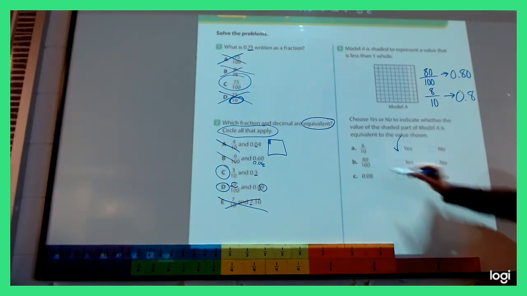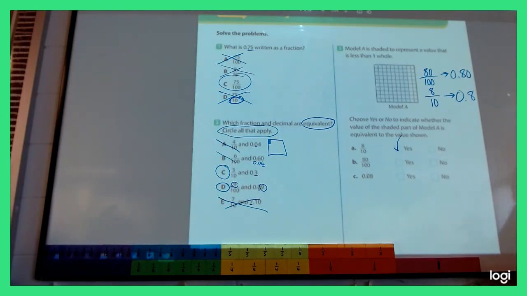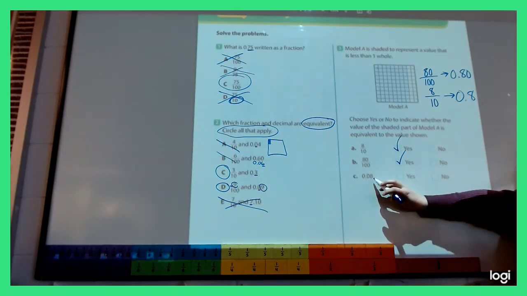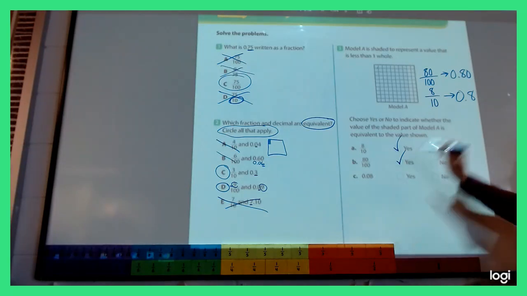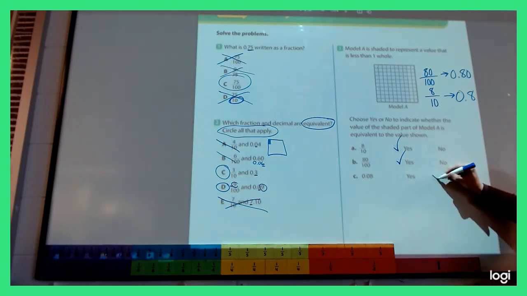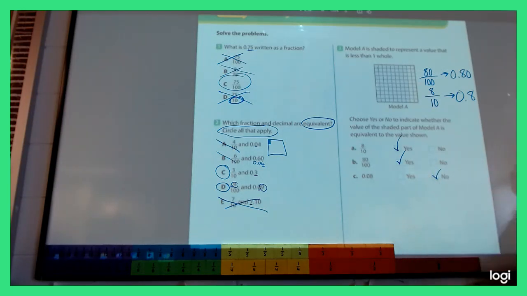What about 80/100ths? Does that work, Josiah? Yes, I have that written down. What about 8/100ths written like this? Abby? No. Do you think maybe if you hadn't done this, that might have tricked you? Just be very careful, okay? So that one will not work. That only shows 8/100ths.